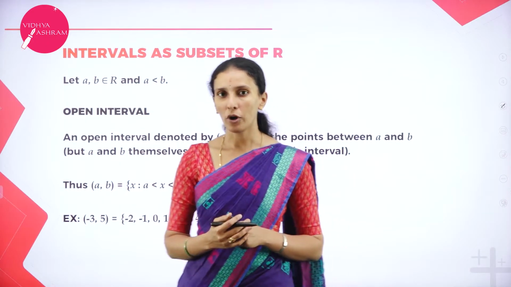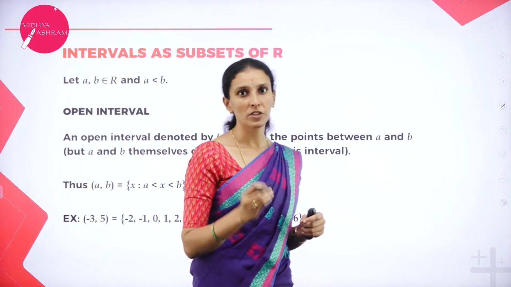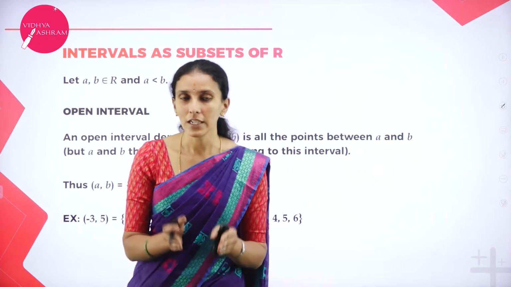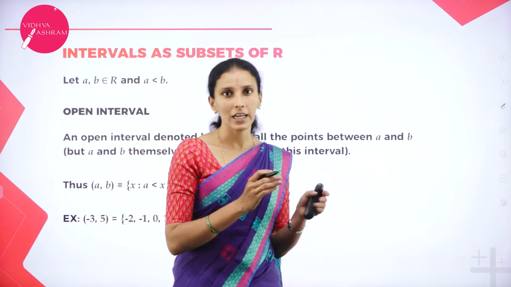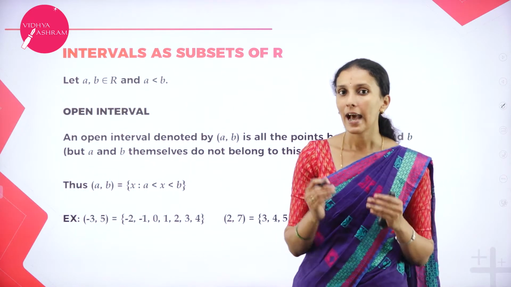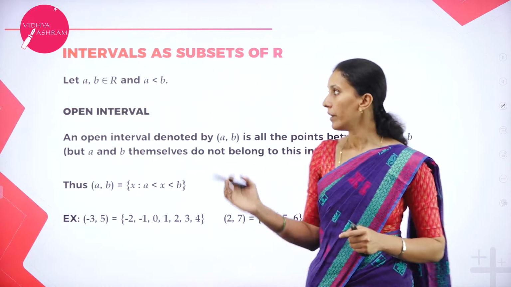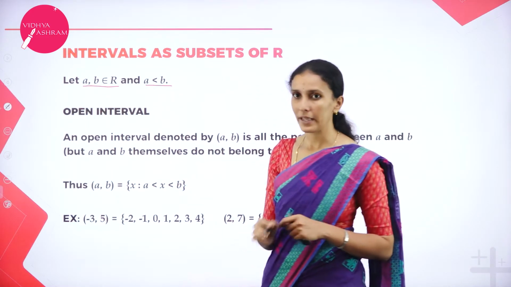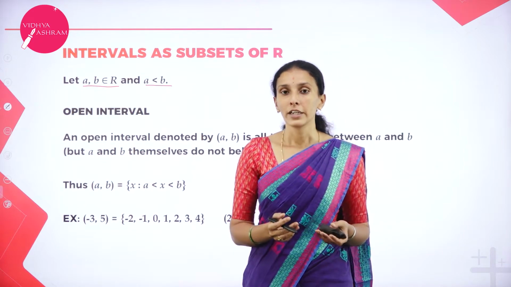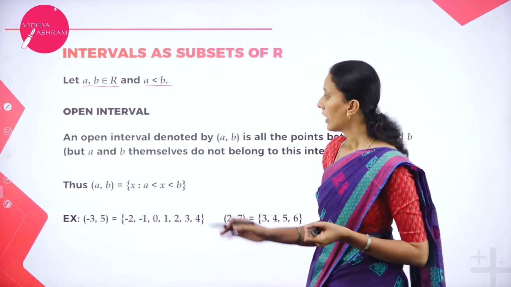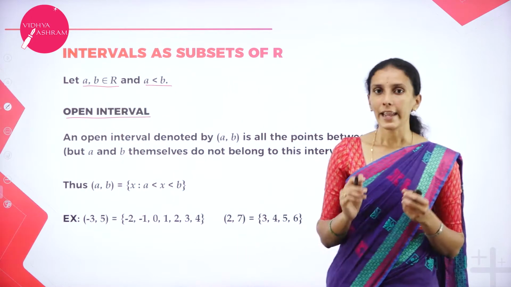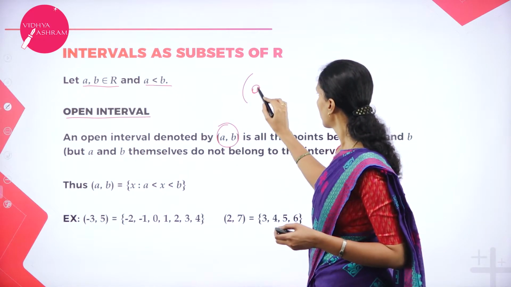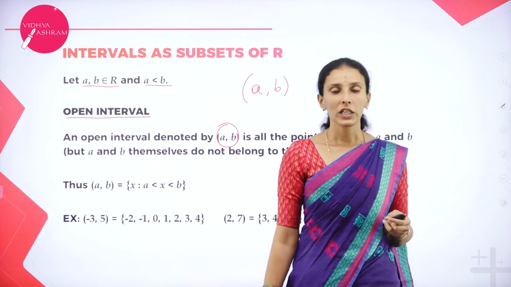Next, we come across a very important topic, that is intervals as a subset of R. Any real number can be made as an interval which is a subset of real numbers. How will we write that as an interval as a subset of R? We'll take a look. Let a, b belong to R and a is less than b. This is the condition. Then how do we have different intervals in real numbers? The first one is open interval. Any open interval is always written in the common brackets. So this is (a, b) within the round brackets.